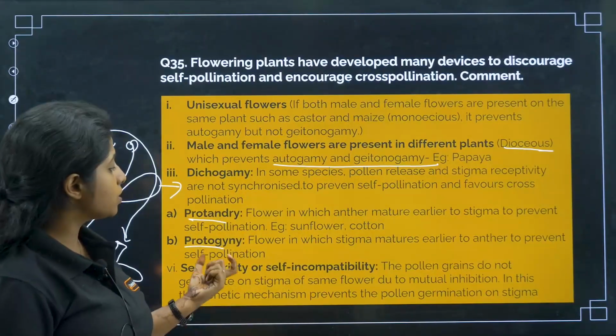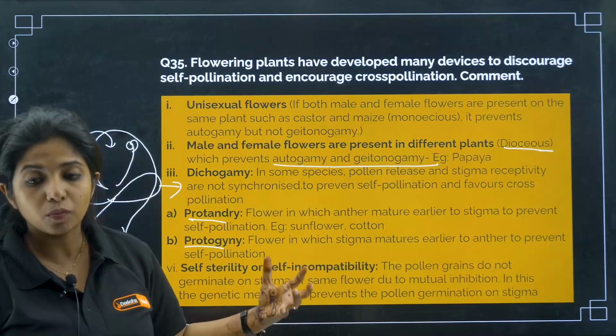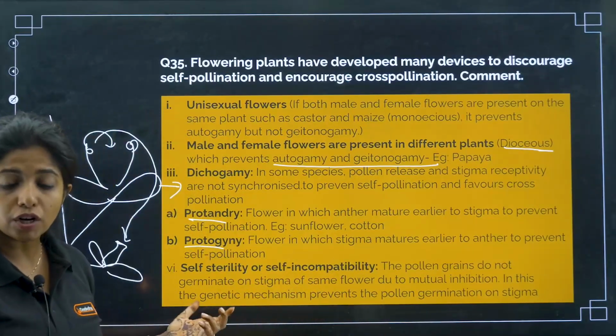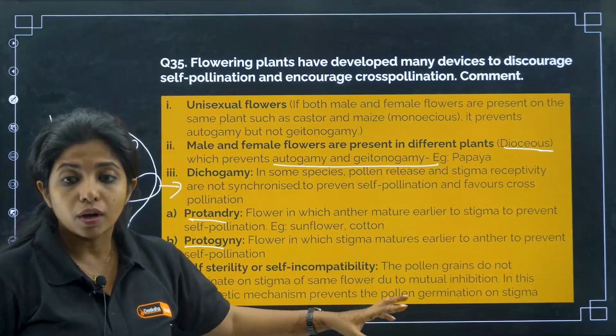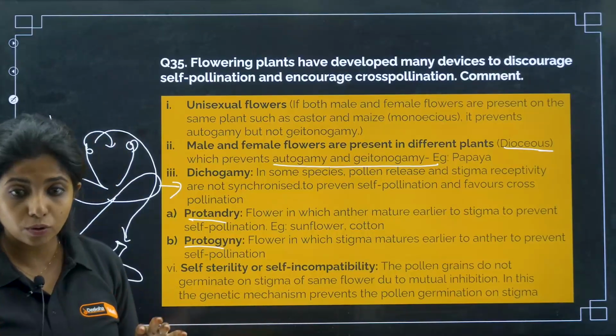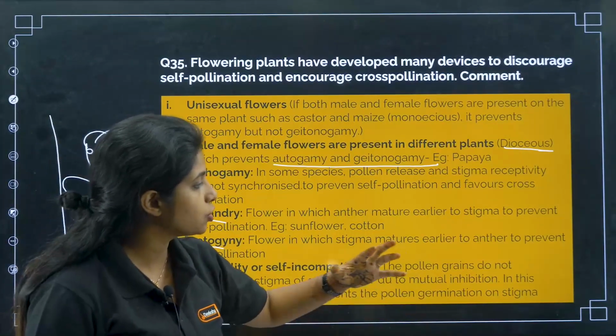Now you have something known as self-sterility or self-incompatibility. What do you mean by that? The pollen basically does not germinate on the stigma of the flower due to mutual inhibition. This is totally genetic. This is a genetic mechanism that prevents pollen grain germination on the stigma.